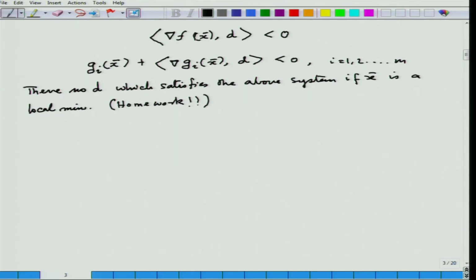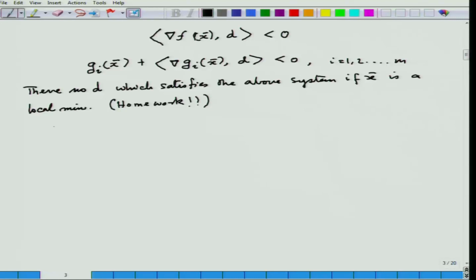Now, the question is, if this is not solvable, is there something else which is solvable? Is there some other system which is solvable? It will allow us to characterize the necessary condition for a local minima, which is fundamental, because that characterization would allow us to compute a local minima. This is precisely the point where the theorem of the alternative arises. So, this is the place where theorems of the alternative enter the picture.